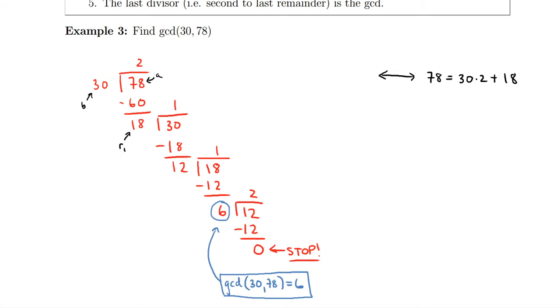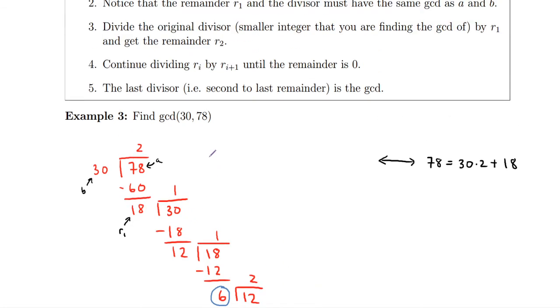Okay. And look at what you're kind of doing here. You're going to compute the GCD of 30 and 78, and what that lemma up above is saying is it's going to be the same as 18 and 30. So notice that the numbers are smaller. So you kind of keep doing the process. So now it says divide the original divisor, the smaller number that you were dividing by, by R1 to get the remainder R2.